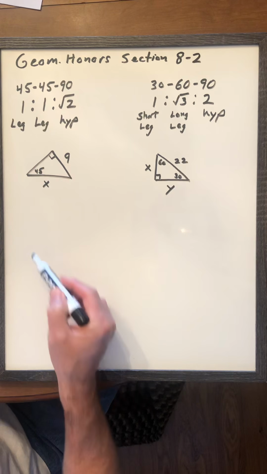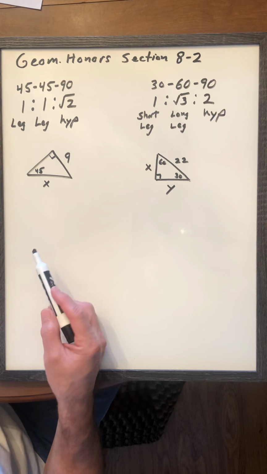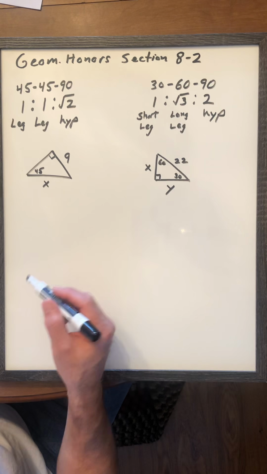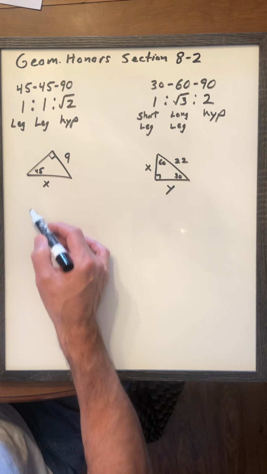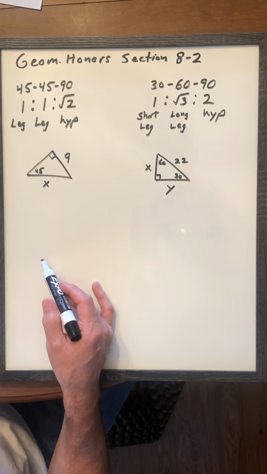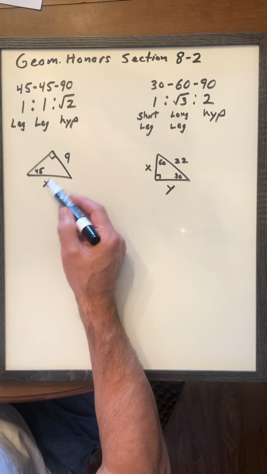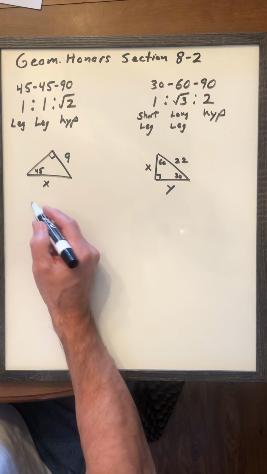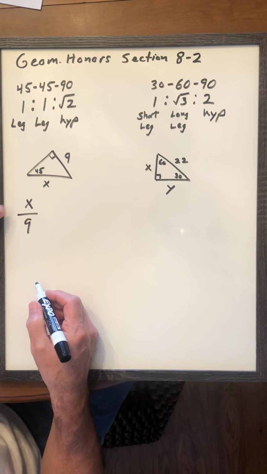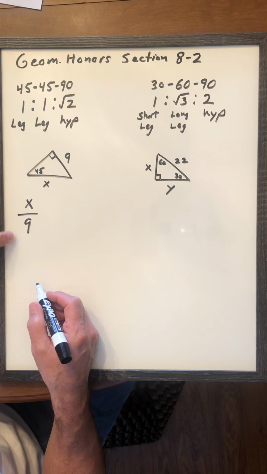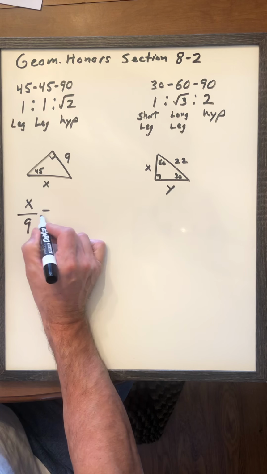So here I have a problem. I have a 45-45-90 right triangle, so I'm going to be using these ratios. You're looking at your diagram, and one side of your proportion is going to come from the diagram. I'm going to just choose the X and put it on top, and then I'm going to put the 9 on the bottom. Now, you could put 9 on top and X on the bottom. It would not matter. But from the diagram, you get one of the fractions in your proportion.